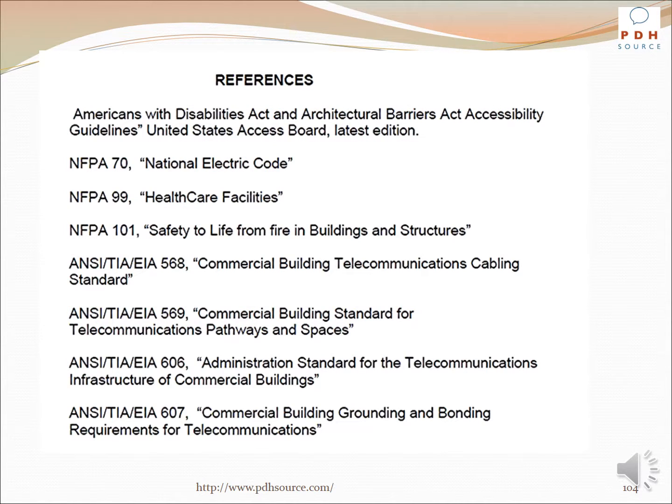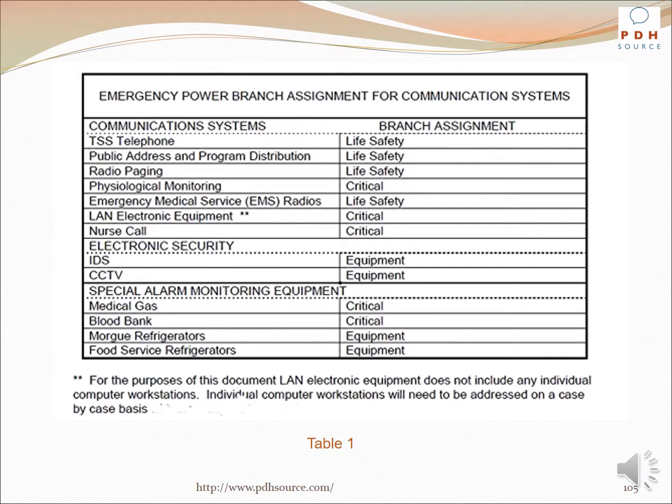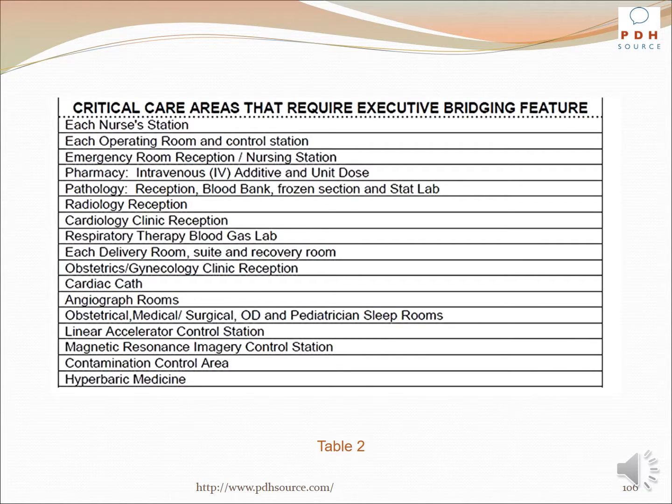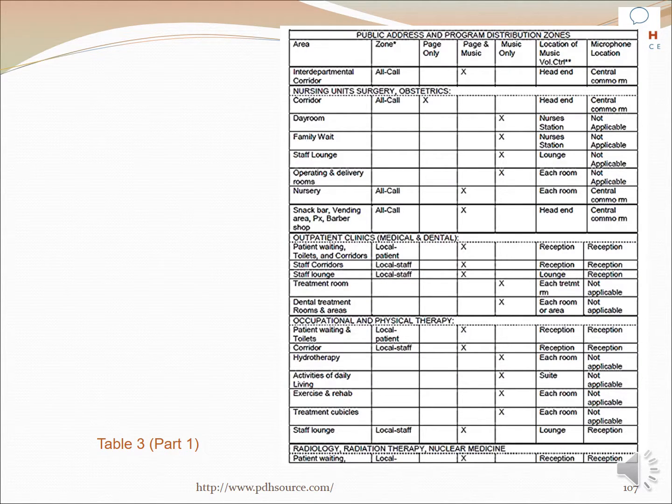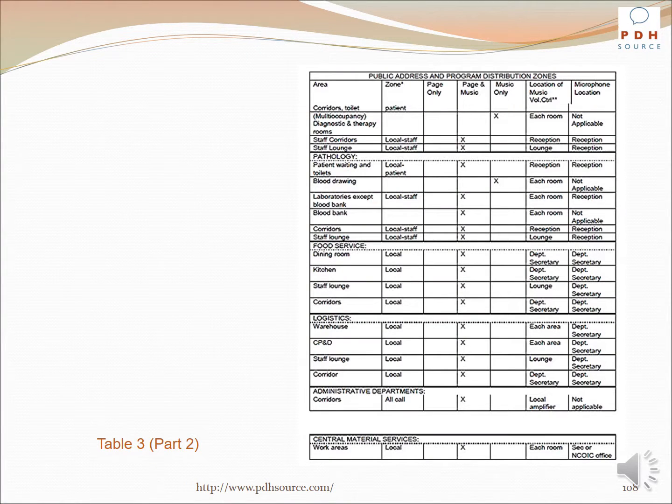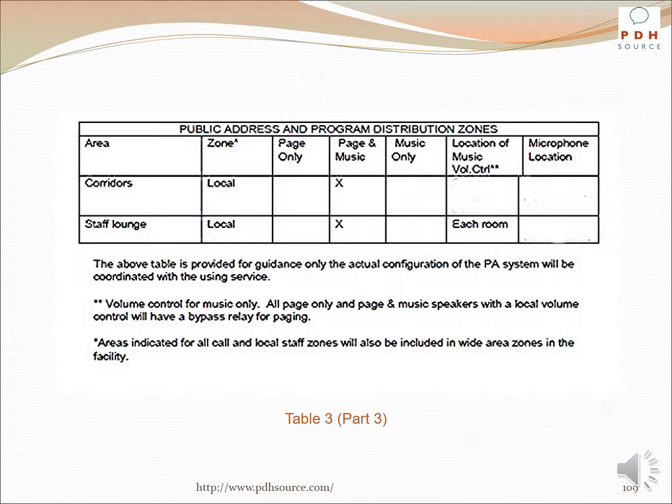And the following slides provide some references that may be of use to you moving forward. Table 1 indicates emergency power branch assignments for communication systems. Table 2 indicates critical care areas that require executive bridging feature. Table 3 is a continuation of this table. This is part 1. Part 2 of Table 3, the public address and program distribution zones. And Part 3 of Table 3, the public address and program distribution zones.